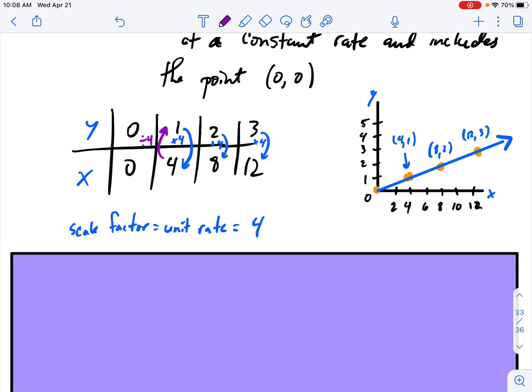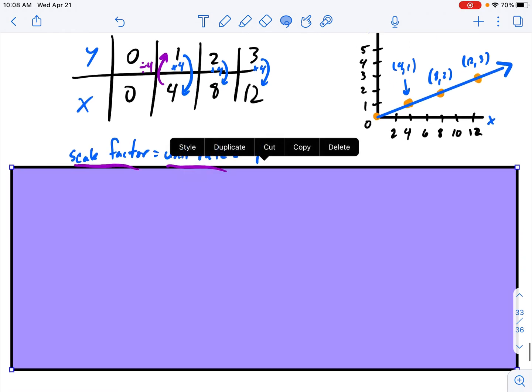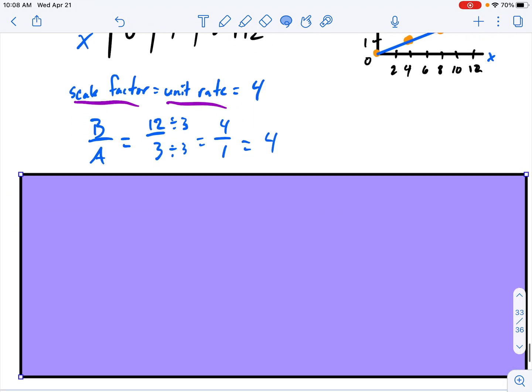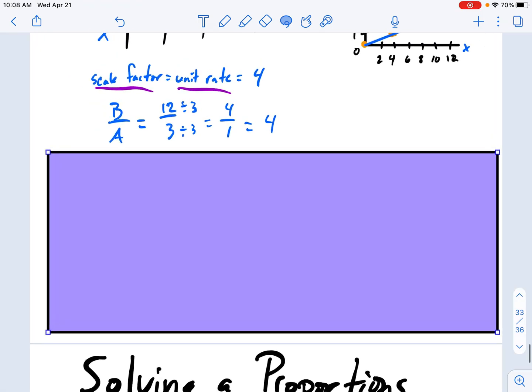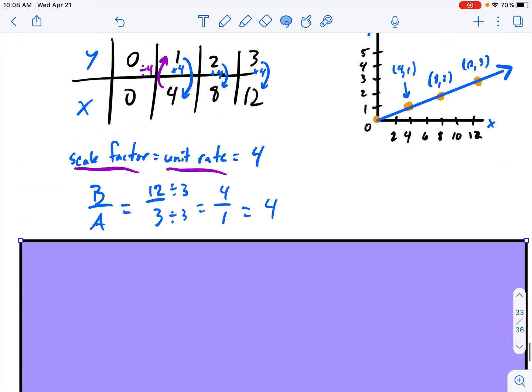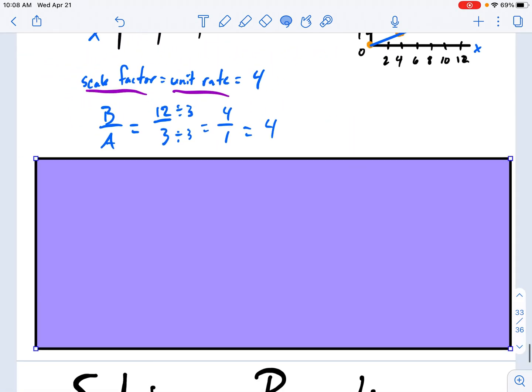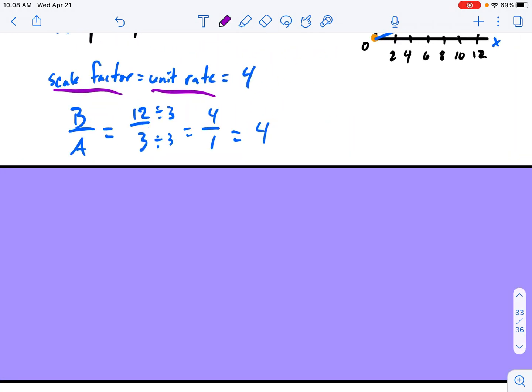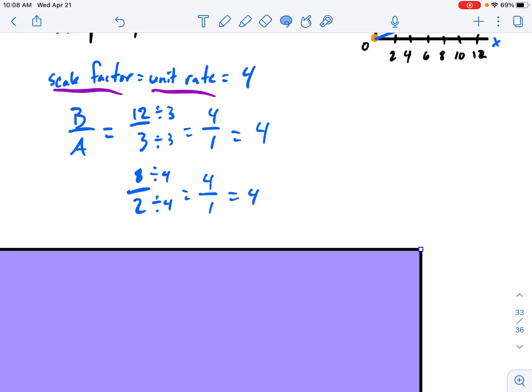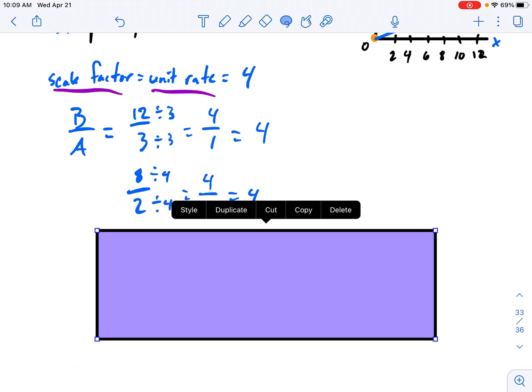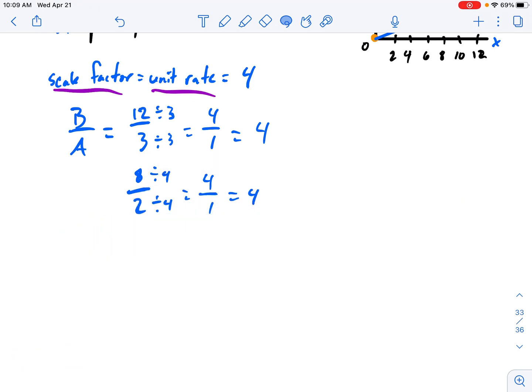We had this thing called unit rate, which now we're calling scale factor. It's really the same thing. It's just the amount you're going up by each time in a proportional relationship. To find the scale factor, we've been doing division, b over a. So if you take these points, you can do 12 divided by 3, or 8 divided by 2. You'll get the same answer no matter what. You could do 4 divided by 1. It doesn't matter. You'll get the same answer.